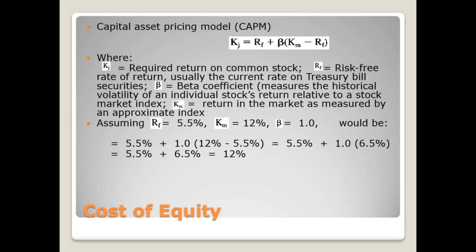These are the variables that you need to know for that, where KJ is required return on common stock, RF is the risk-free rate, B is your beta coefficient, measures historical volatility of an individual stock, KM, return in the market, is measured by an approximate index. For these particular values, we'll go over that in an example in the case study for next week, but just jot that formula down. It could be valuable in weeks to come. And you can see the example below there showing how it's calculated.